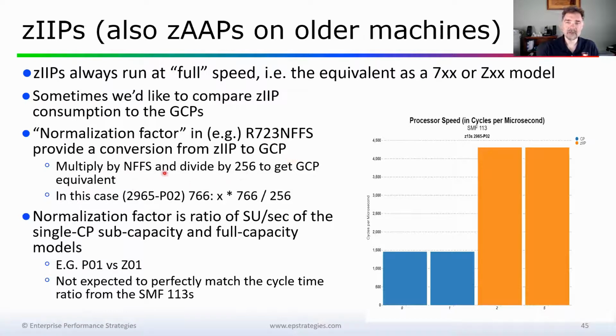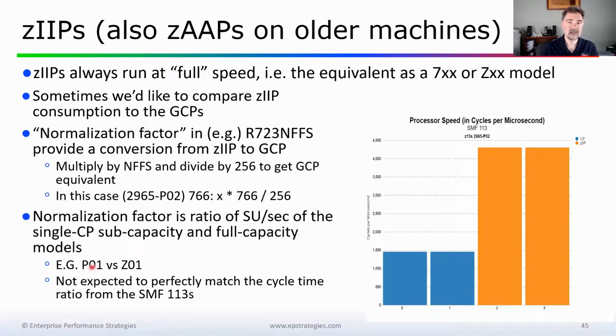Okay, so you basically multiply by that field and divide by 256 to get the general purpose engine equivalent time for the raw time that was consumed on the zip. Okay, this normalization factor comes from the service units per second ratings, and it's the ratio of the service units per second of the single CP subcapacity models and full capacity models.